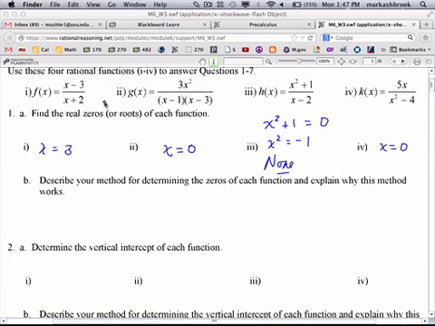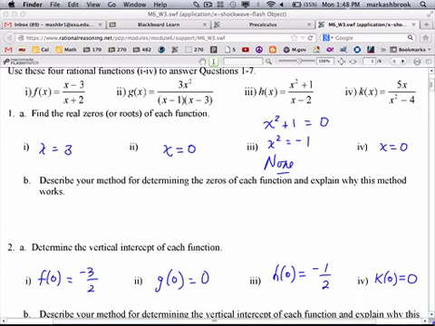So what's the idea behind the vertical intercept? x equals zero. We're asking, what is the output when the input is zero? For this first one, in other words, we're saying f of zero. Negative 3/2. g of zero is just zero. h of zero, minus 1/2. k of 0, 0.